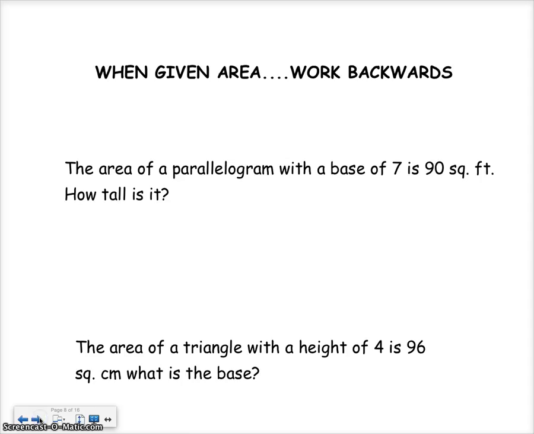Okay. Then we get to work at an upper level with these formulas, and that's working backwards. If you are given area, you have to find a missing dimension. So what you do is work backwards. I'm going to write all the formulas down. Which formula is that? Which one's that?